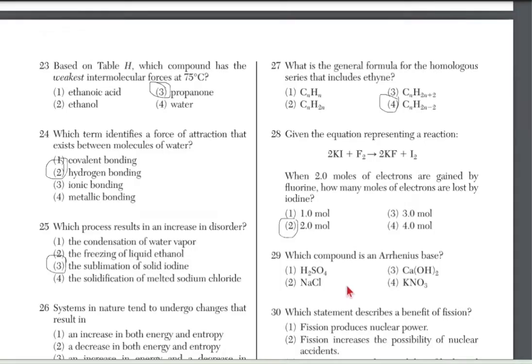Which compound is an Arrhenius base? If you go to Table L, common bases, the only option there is 3.